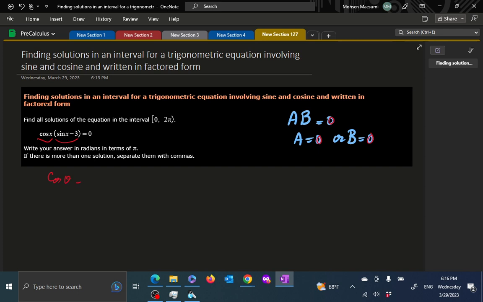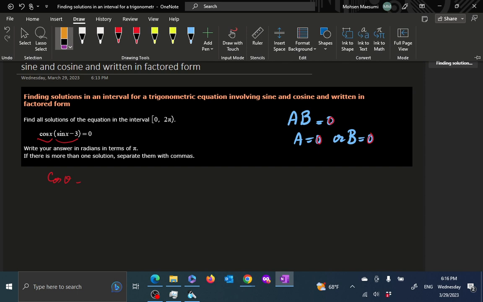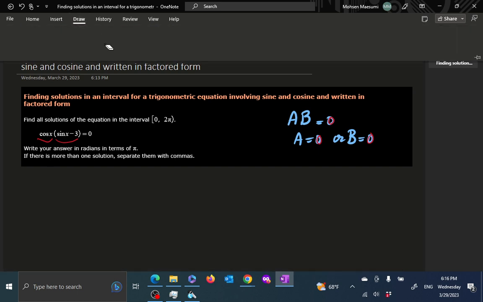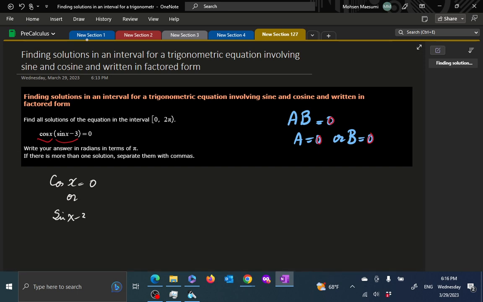Either cosine of x is equal to 0, or sine of x minus 3 equals 0. This one we have seen before, so let's quickly list all the solutions. What's the second one? You want to pause and then come back. 3 pi over 2.